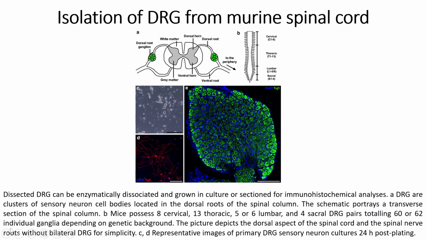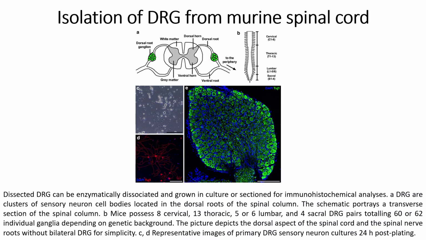The schematic portrays a transverse section of the spinal column. Mice possess 8 cervical, 13 thoracic, 5 or 6 lumbar and 4 sacral DRG pairs, totaling 60 or 62 individual ganglia depending on the genetic background. This picture depicts the dorsal aspect of the spinal cord and the spinal nerve roots without bilateral DRG for simplicity. C and D represent some of the primary DRG sensory neuron cultures 24 hours post plating.